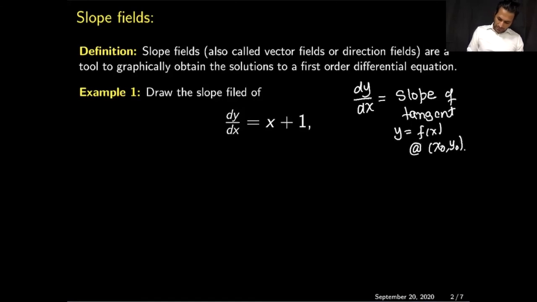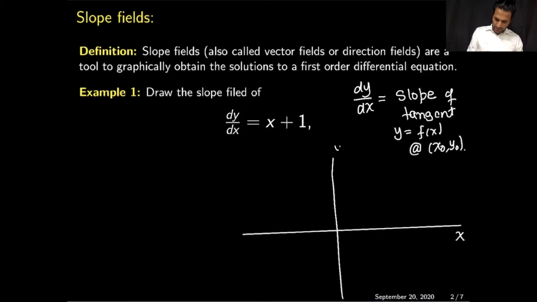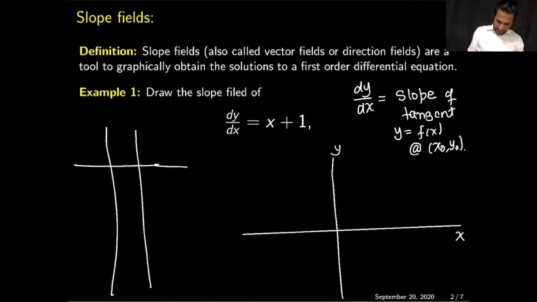So in order to plot the slope field, I will first have my xy plane. So these are my x values and I will plot my y values here. I will also have a table where I independently choose my x and y. And since dy by dx is the slope of the tangent line, I will basically calculate the slope of the tangent line here, which in this case is x plus 1. Here I will choose x and here I choose y.